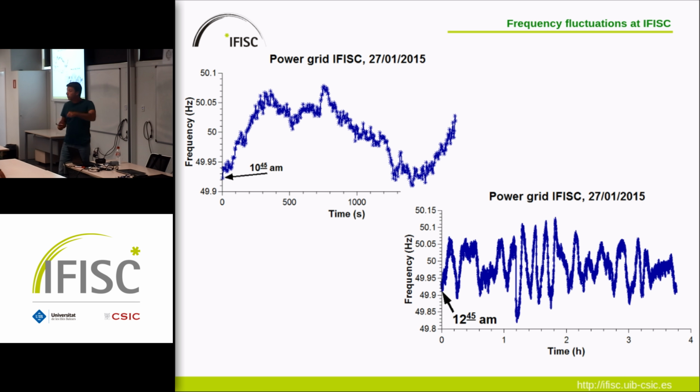And these are some measures we did here, in our building at the IFISC. We built a device that you plug into the wall and measure the frequency. You can see these are the frequency variations in Palma. This is 50, 50.1, and this is fluctuating. We'll use this later.